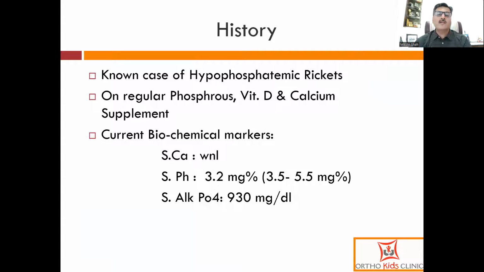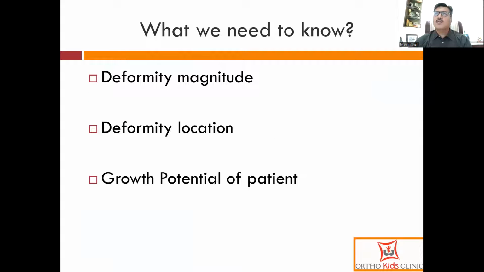If that is near normal range, you can always proceed for the procedure. Now, one needs to know three things before considering growth modulation. One is: what is the deformity magnitude? So, what is the degree of deformity? That's one. What is the location of the deformity?